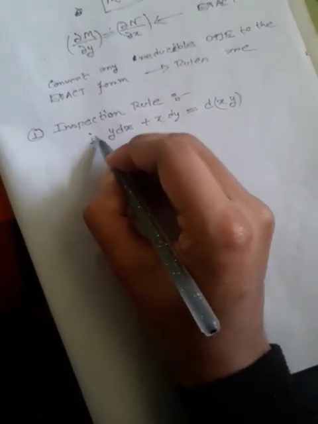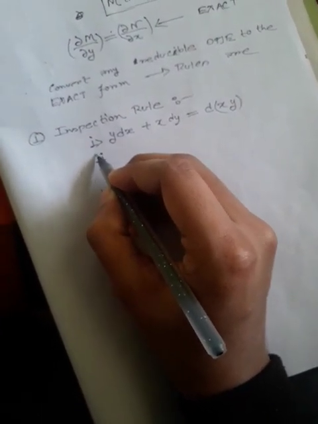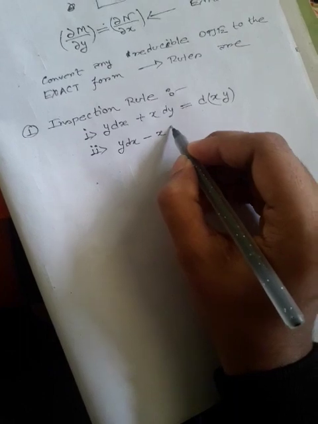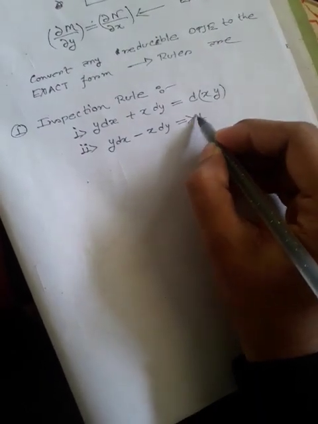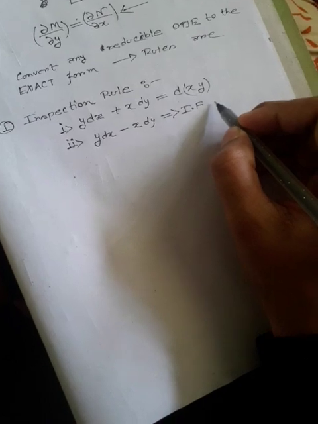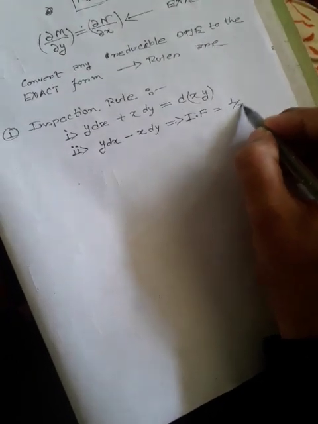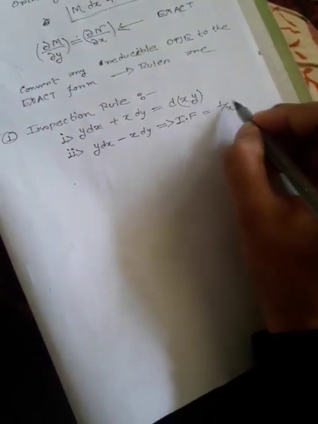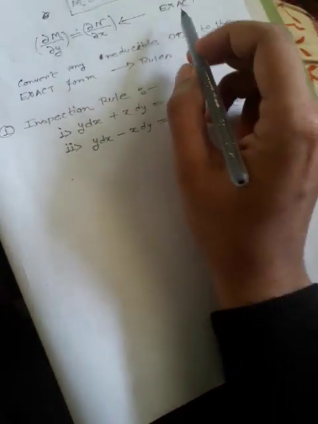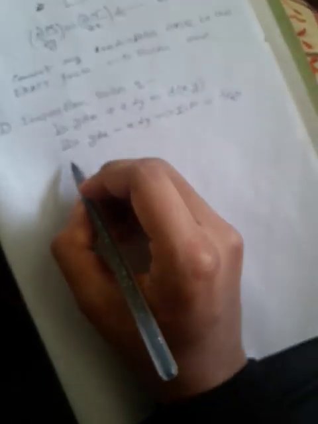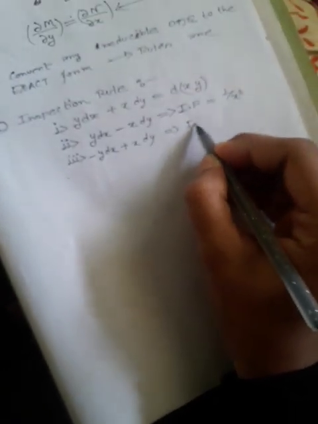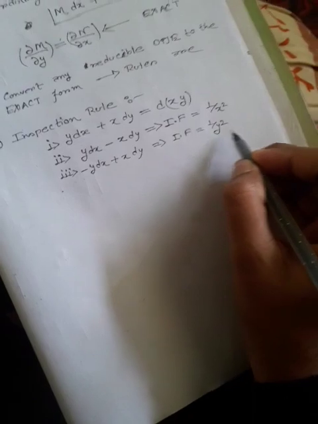This is the first term we have to remember, and the second term is similarly y dx with a minus in between. For this we are going to use an integrating factor, which will obviously be 1 by x square. Multiplying with this, we will be able to get the exact form of the given ODE. And the third one we have to keep in mind is y dx minus x dy. In this case the integrating factor becomes 1 upon y square.